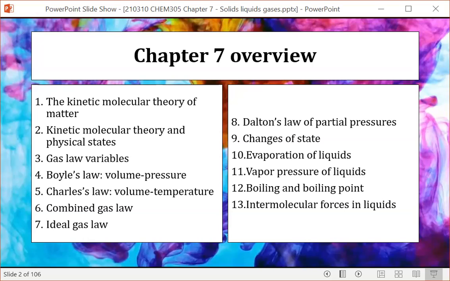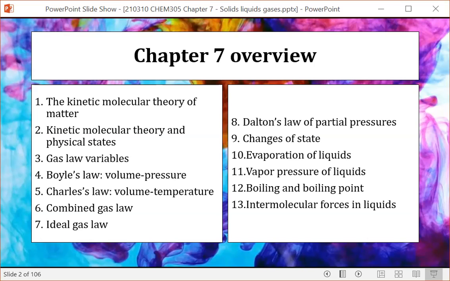And then we're going to talk about a few specific phase changes. We're going to talk about evaporation of liquids. We're going to talk about vapor pressure, boiling and boiling point. And then a really big part of chapter 7, which we're going to be using in this class quite a bit moving forward, is section 7.13, intermolecular forces in liquids.